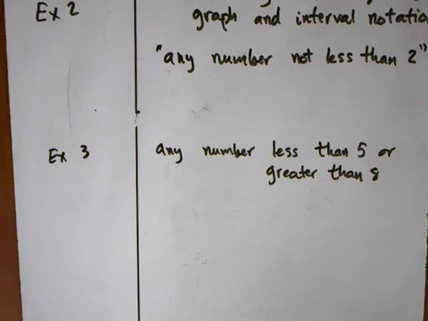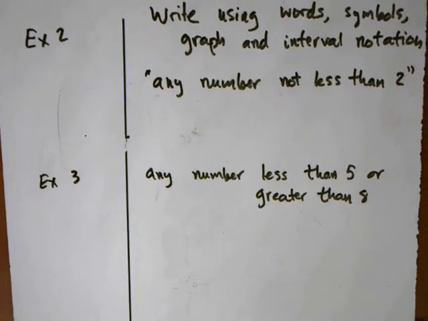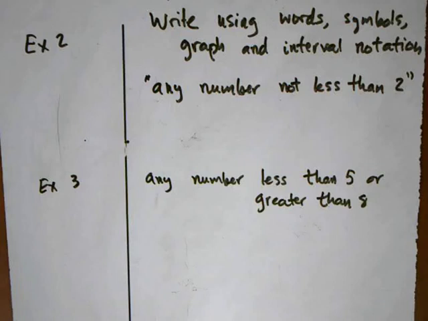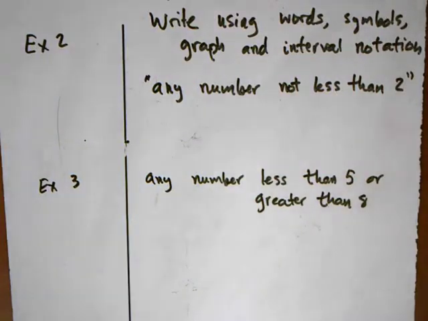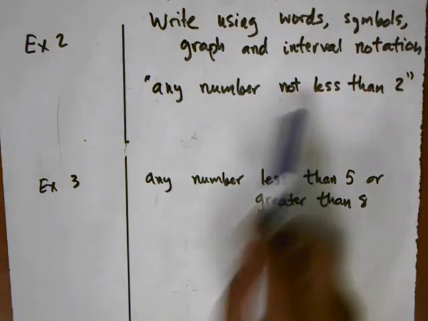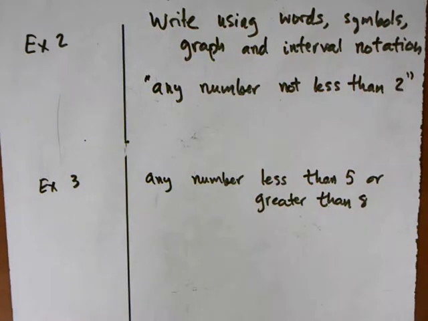Okay, so I have a few examples here, 2 examples, and the directions say write using words, symbols, graphs, and interval notation. So this is already written in words, so we don't have to write in words again. So we have to write this expression, any number not less than 2, using symbols, graphs, and interval notation.